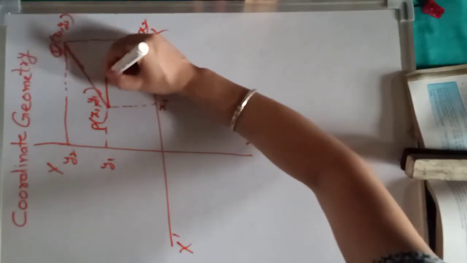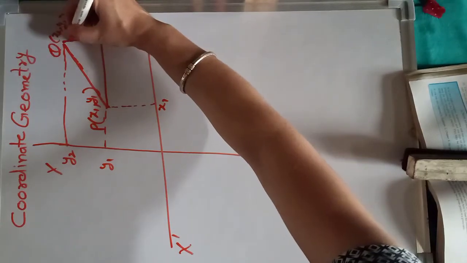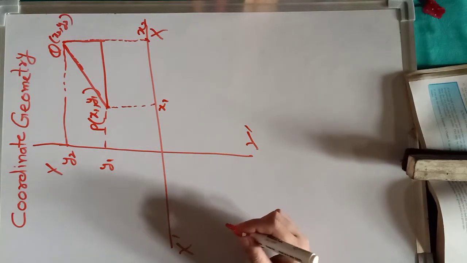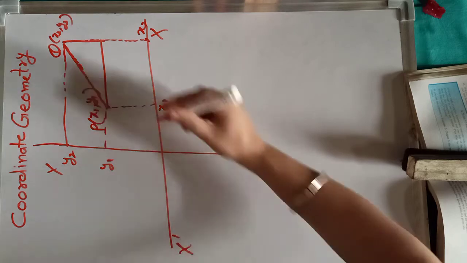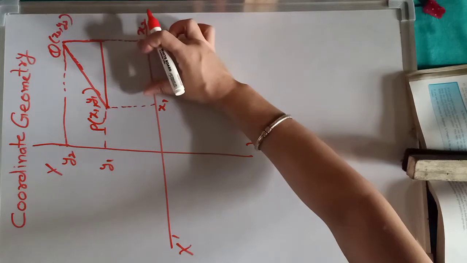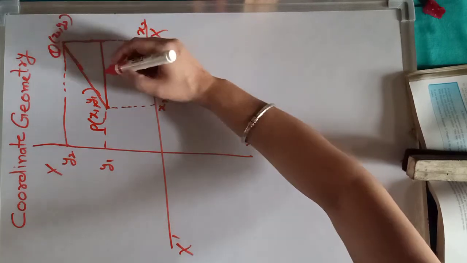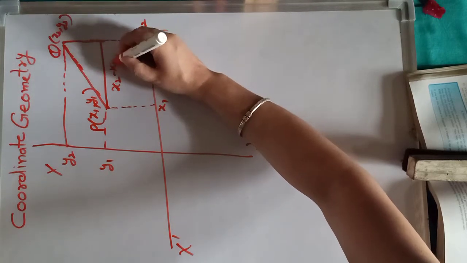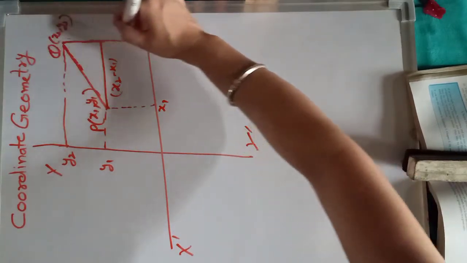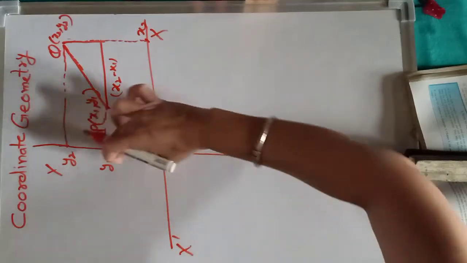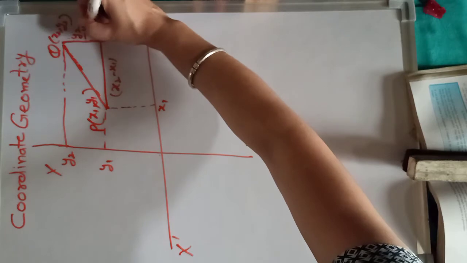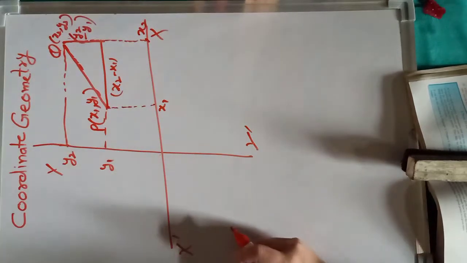So I have joined P to Q. Now I need to find this distance. What about this distance? This distance obviously will be x2 minus x1. What about this distance? Total distance is y2, then this one is y1, so it will give you y2 minus y1.